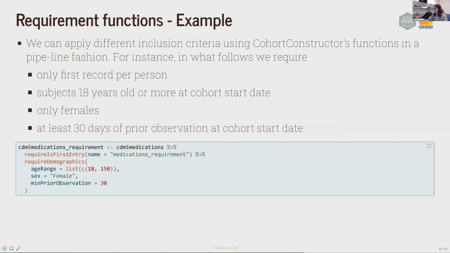First, we apply requires first entry to get only the first entry of each medication. And then we apply the demographics: the age range we want, the sex, and the minimum prior observation. And if you notice in the first function, we also use the name argument. In this case, we change the name of the cohort to medication requirement because we don't want to overwrite the base cohort, which is the medications. So we are basically creating a new cohort called medication requirement, which is based on the medications cohort, but has now these inclusion criteria that we have stated.